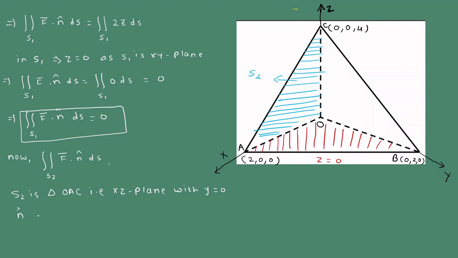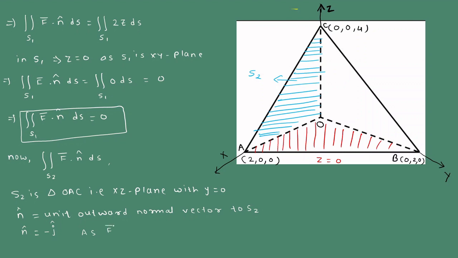Now, what is n cap here? N cap is the unit outward normal vector to S2, right? S2 is this XZ plane. For S2, the perpendicular vector to this triangle OAC is j cap, and because the direction is outward, n cap is minus j cap. So we can write n cap is minus j cap, right?